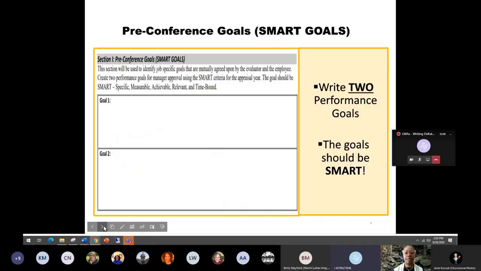As a library media assistant, you will be writing 2 performance goals, and they should be SMART goals, which means they should be specific, they should be measurable, they should be achievable, relevant, and time-bound.